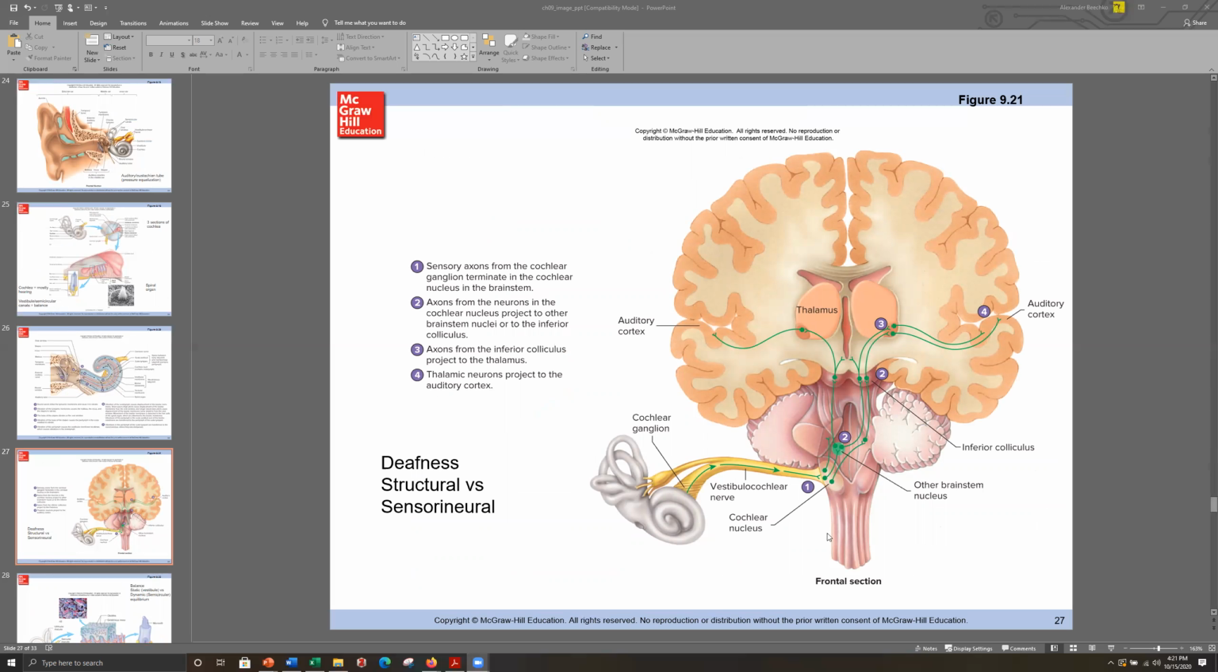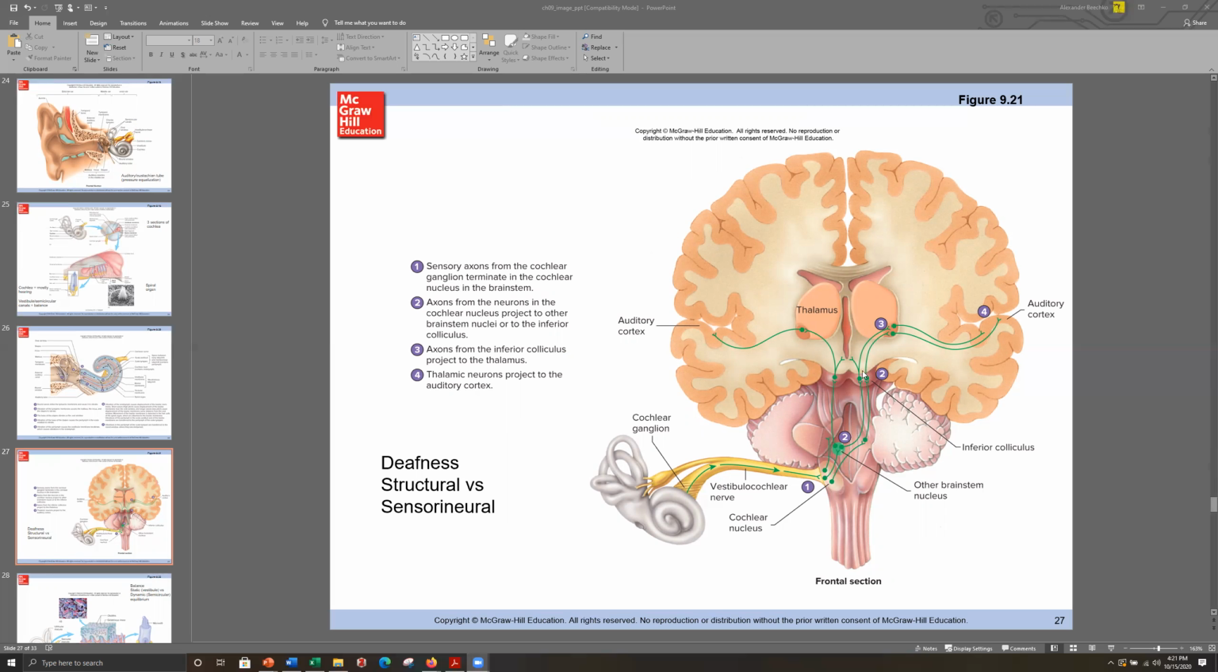Okay, so here we have a representation of different sound pathways and how they're interpreted via the auditory cortex. So sensory axons from the cochlear ganglia terminate in the cochlear nucleus of the brainstem, just here. Okay, so cochlear nucleus of the brainstem. Axons from the neurons in the cochlear nucleus project to other brainstem nuclei or to the inferior colliculus.